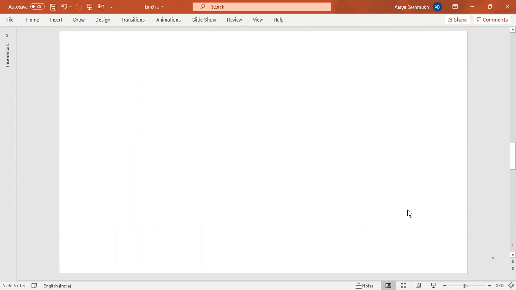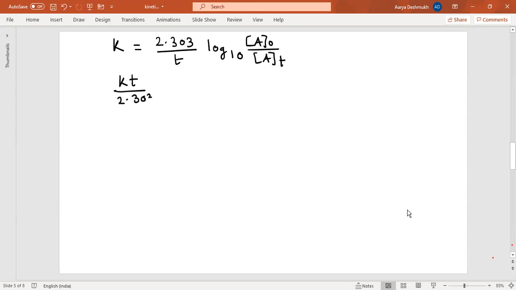This integrated rate law equation can be written the same one. What I wrote just now can be written in this format also. You know this thing: k equals 2.303 upon t, log to the base 10, concentration at 0 time divided by concentration of A at t time. If you rearrange this equation, you can write kt divided by 2.303 equal to log to the base 10 concentration at 0 time minus log to the base 10 concentration at t time. We are just rearranging the equation, nothing else.